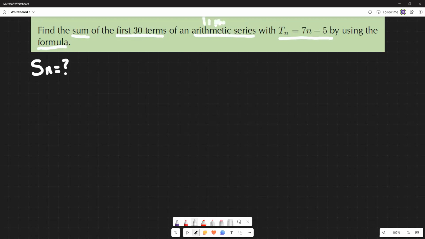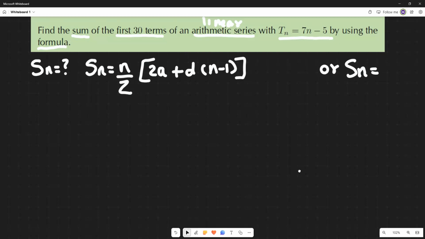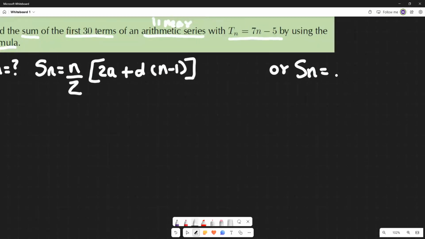Remember, arithmetic is linear, right? So I have two formulas for the sum of an arithmetic pattern. I'll show you how to use both. The first one is Sn = n/2 (2a + (n - 1)d). Or you have Sn = n/2 (a + l). I'll show you how both of them work, because sometimes it's better to use the shorter one. I'll explain this one later. For now, we're familiar with this one.